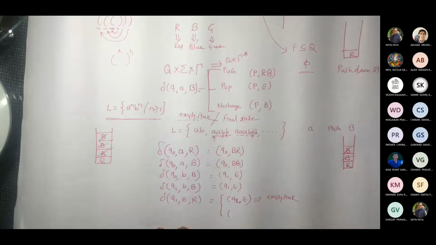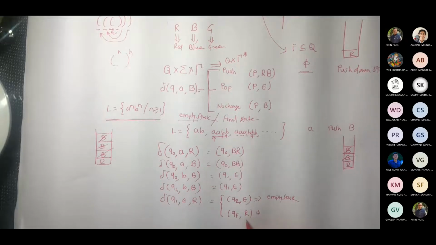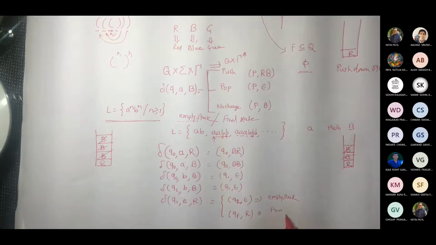Now this would be accepted by empty stack. You would be asked only one: either design a PDA using empty stack or final state. Now if it is final state, then you write QFR, or you can say Q2 epsilon. In that case, you are not making any change in the stack, so you are taking this R as it is. This is the true final state.